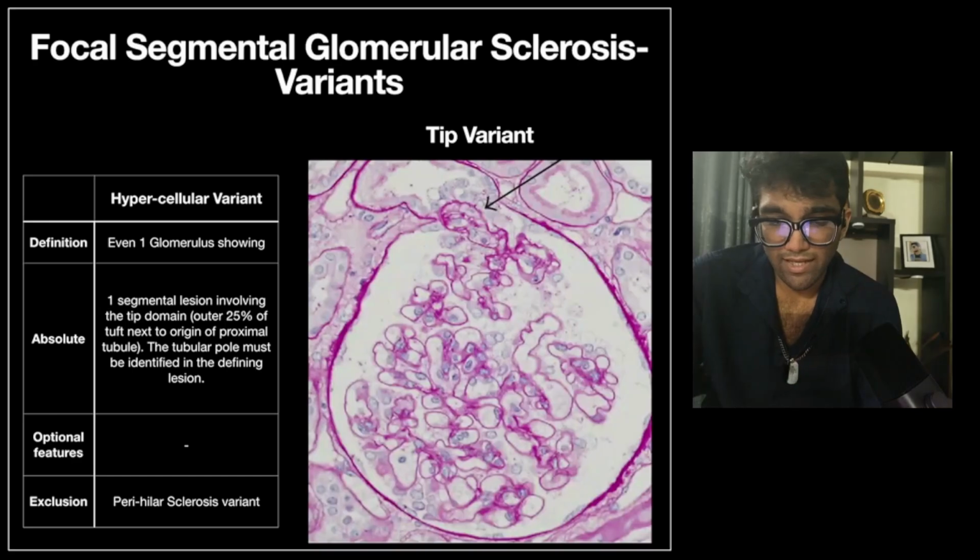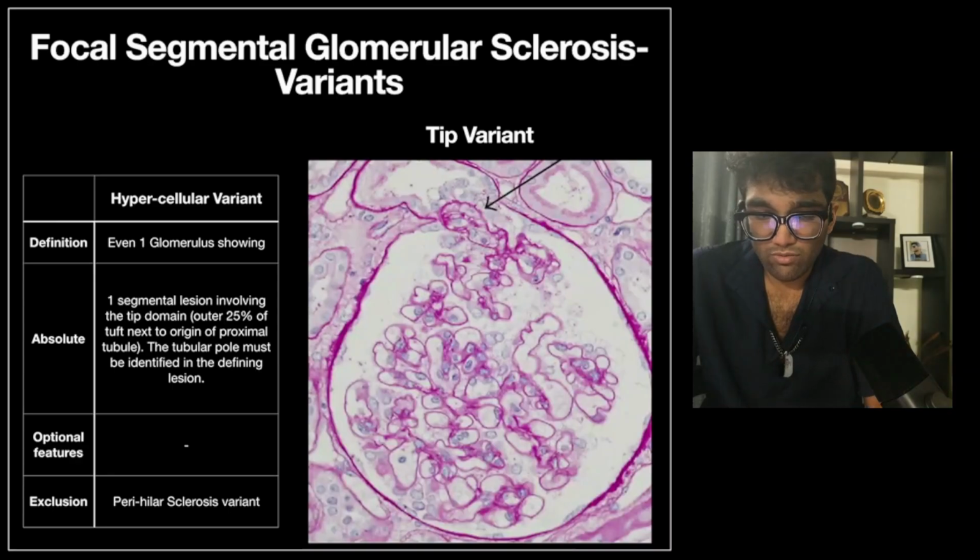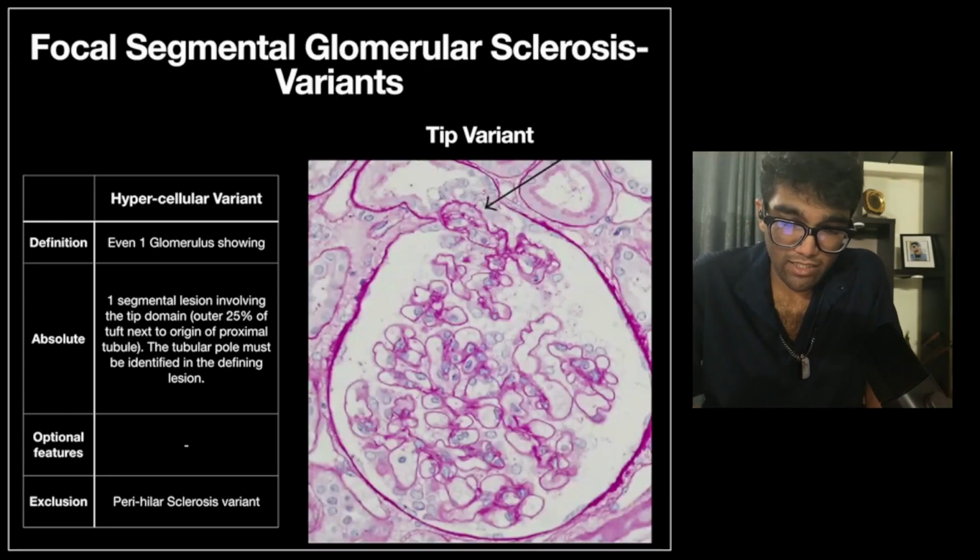Now this is again something known as PAS staining or periodic acid Schiff staining that tends to highlight the parietal wall of the glomerulus more, so that you can see it here. Okay, and also the basement membranes quite well. So you can see the basement membranes of the capillaries are very well demarcated.